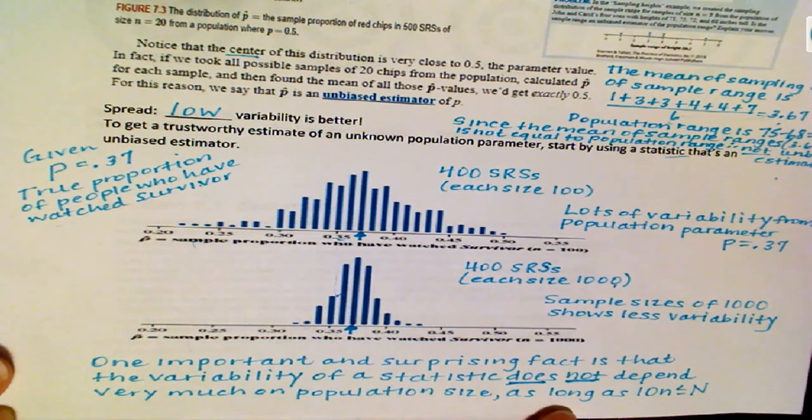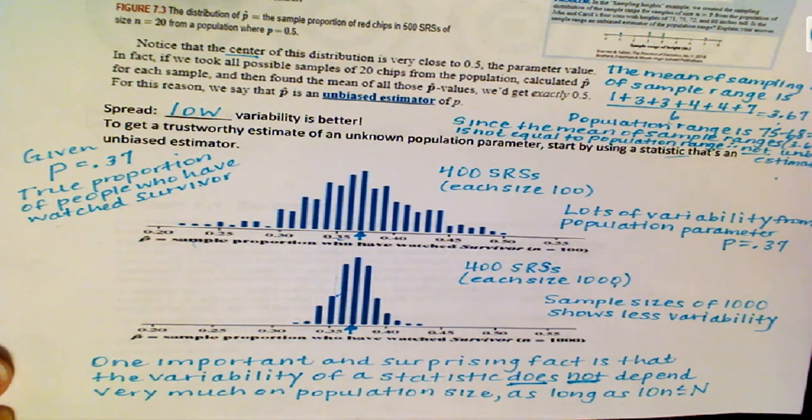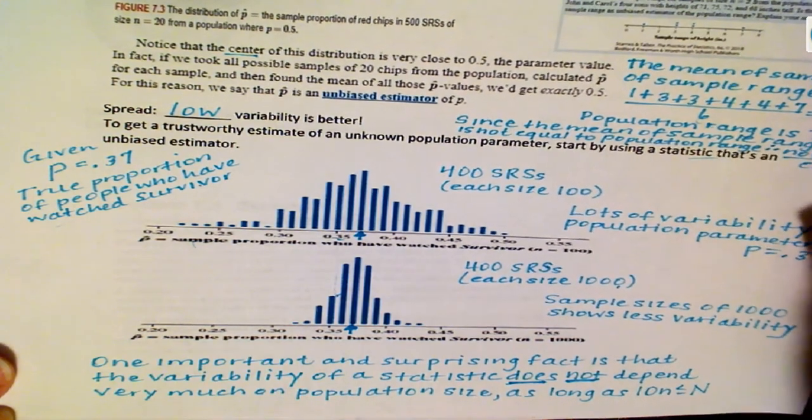There is one thing that we're going to check a lot, starting now, and that is 10 times n, 10 times the number in the sample, should always be less than or equal to the number in the population. So the sample size has to be less than 10% of the population. So that's something that we need to check.